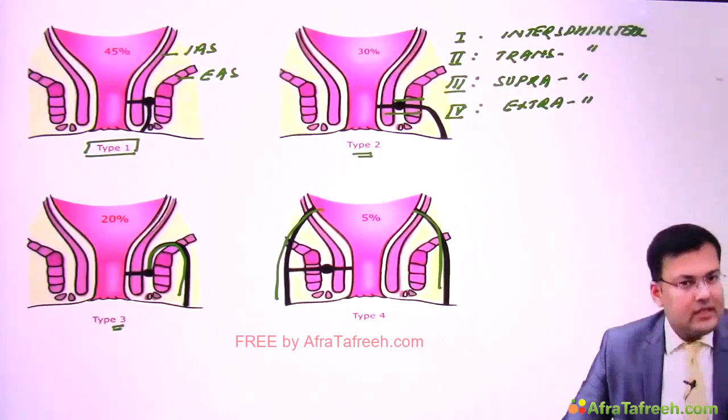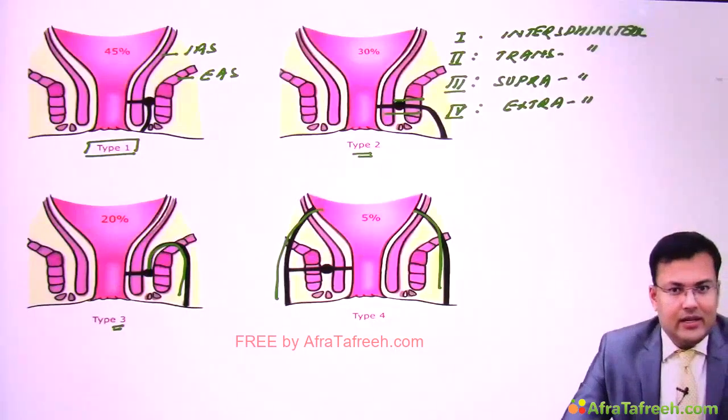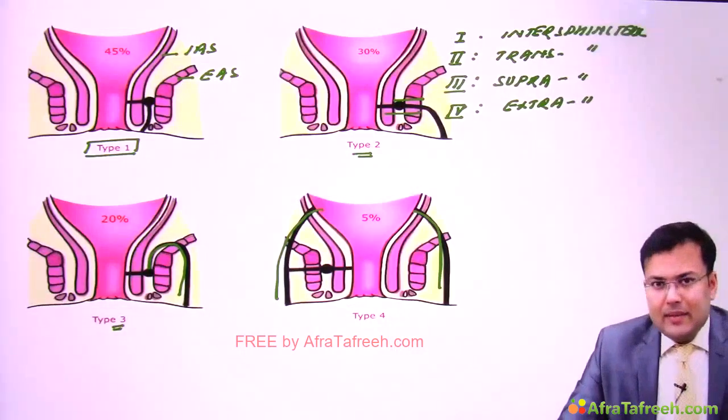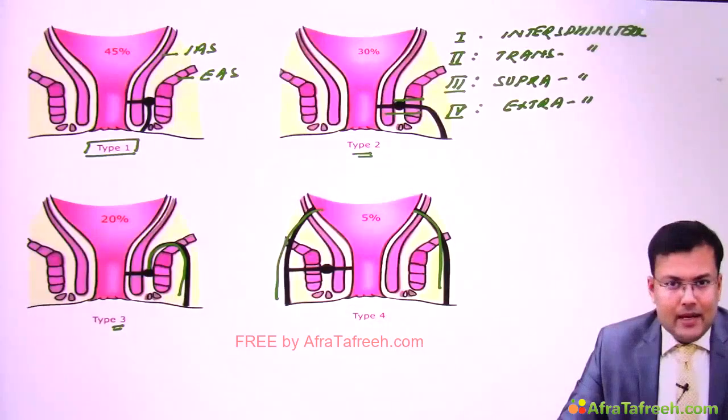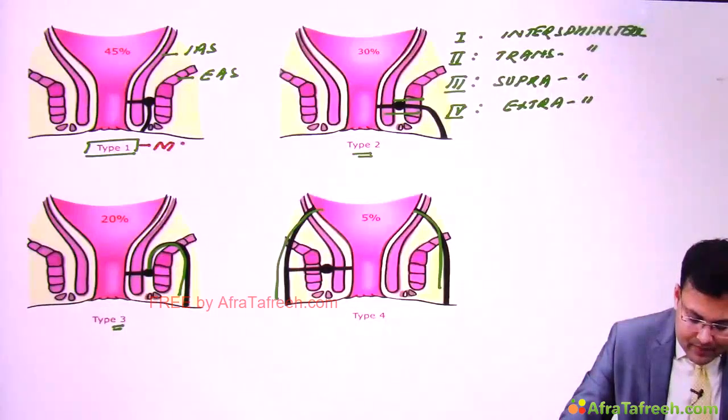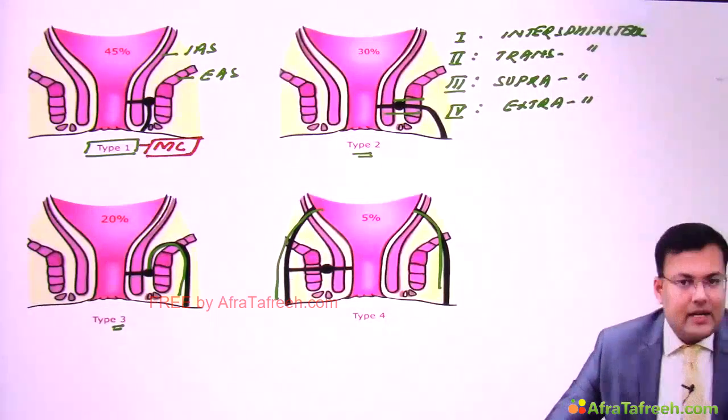Okay, we discussed many times that generally in surgery, if the classification starts from 1 2 3 4 5, what is the most common type? Type 1. And if it starts from A B C D E, what is the most common type? Type A. So here, what is the most common type? It's type 1.